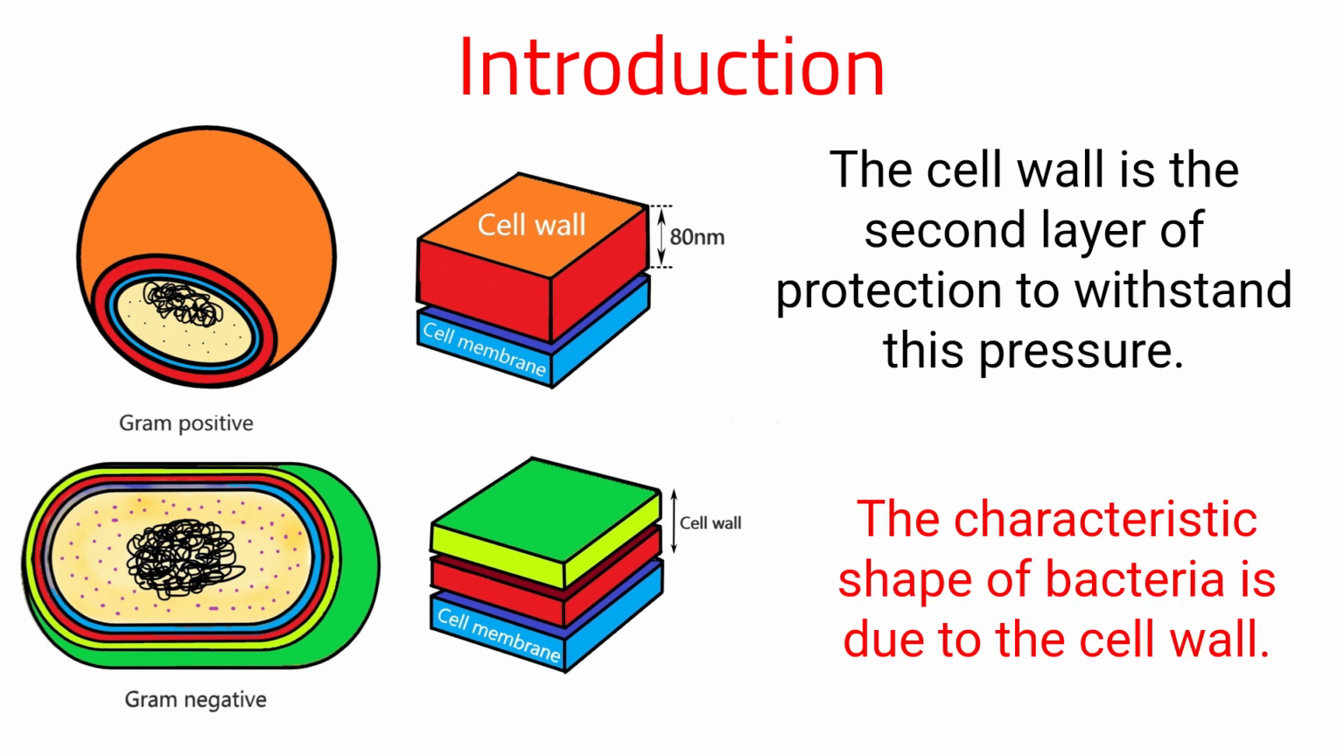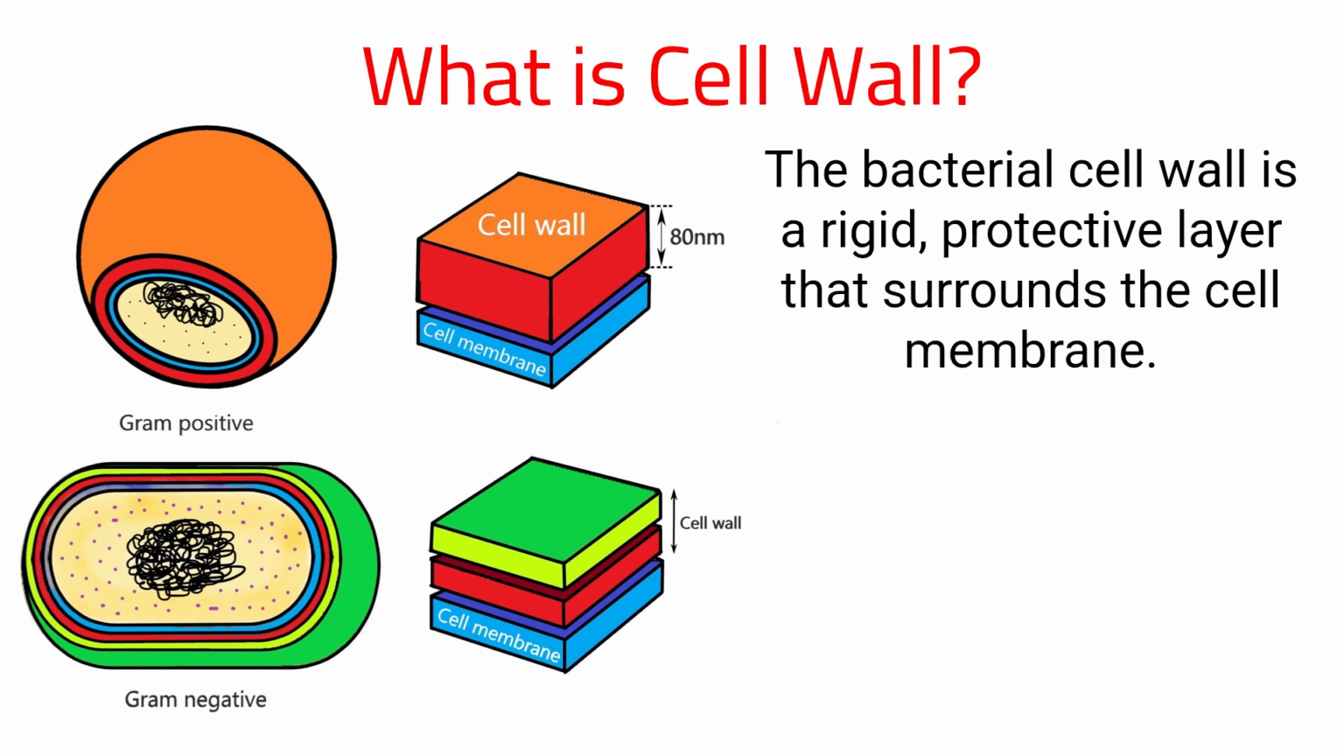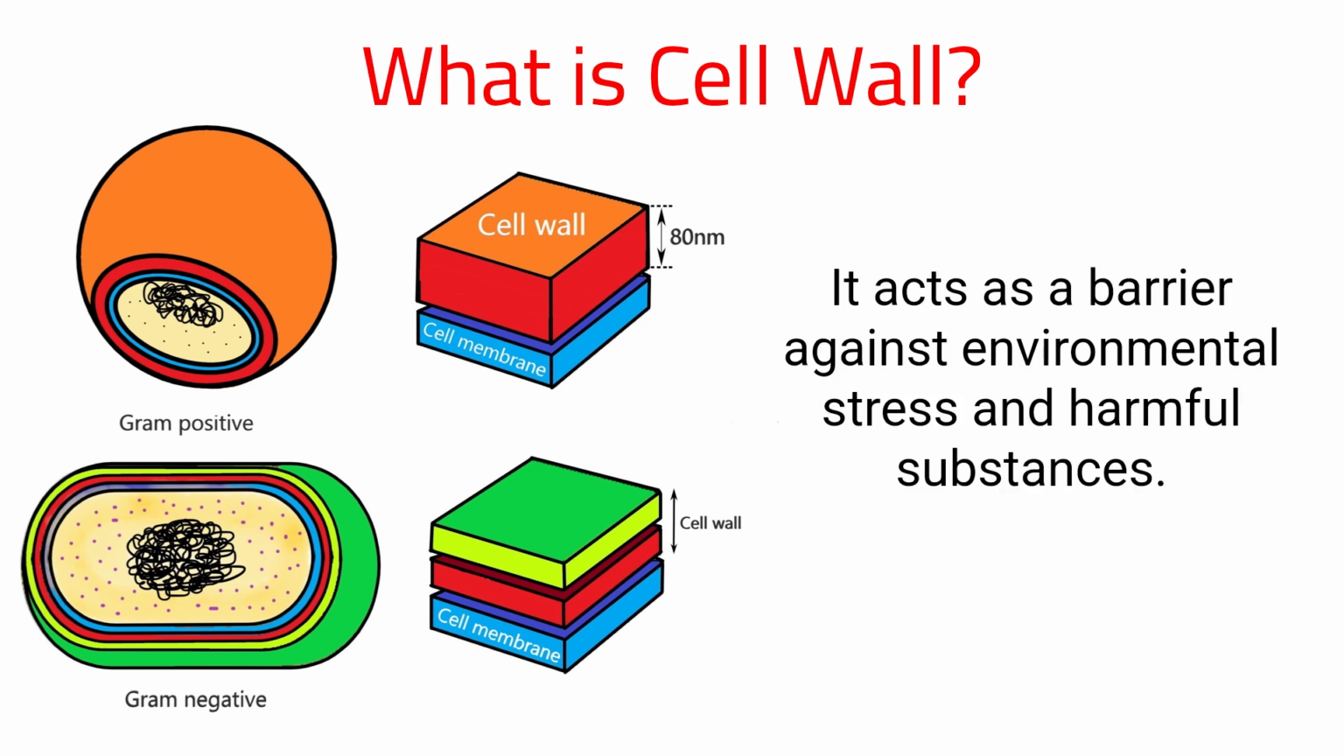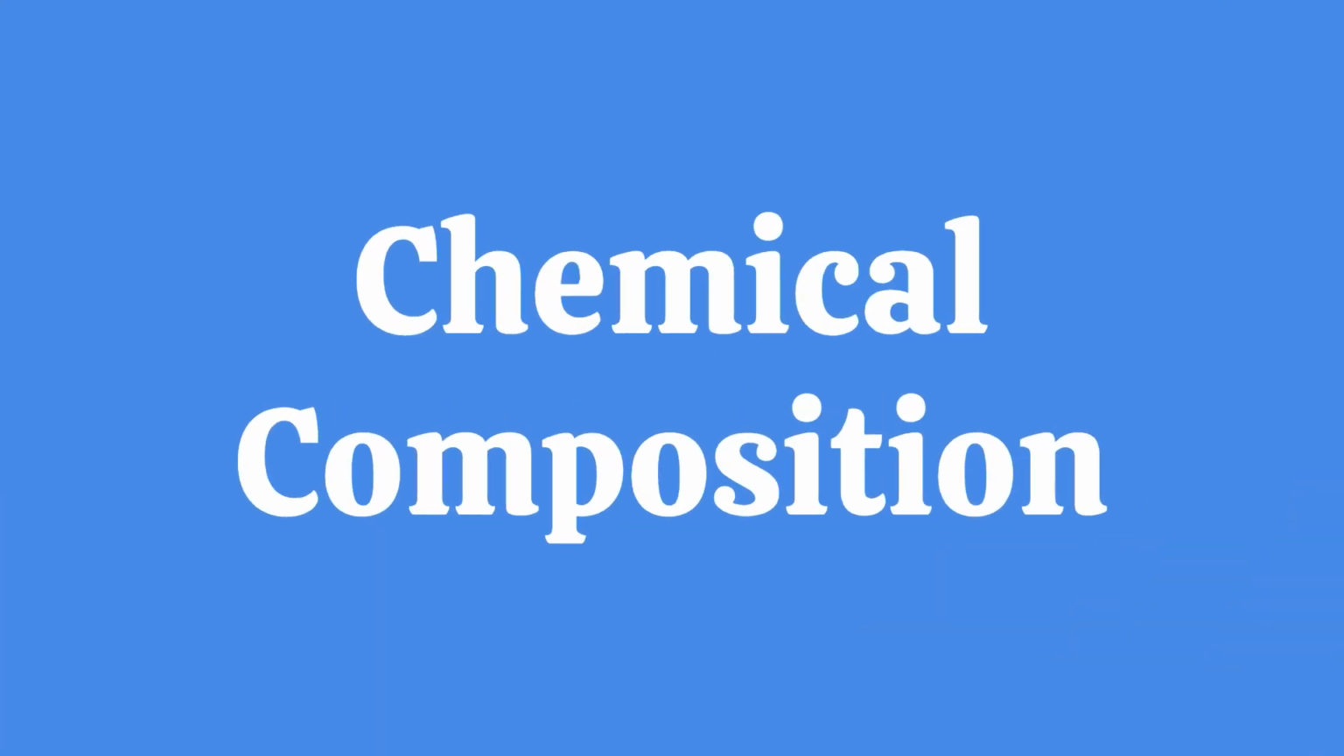Additionally, the characteristic shape of the bacteria is due to the cell wall. All bacterial cells contain a cell wall except for mycoplasma. The bacterial cell wall is a rigid protective layer that surrounds the cell membrane. It provides structural support and shape to the cell, prevents it from lysis, and acts as a barrier against environmental stresses and harmful substances. So we can say that the cell membrane is like the tube and the cell wall is like the tire. The cell wall of bacteria is composed of peptidoglycan.